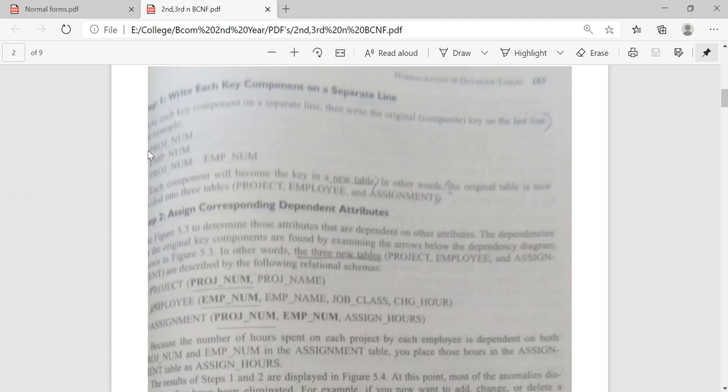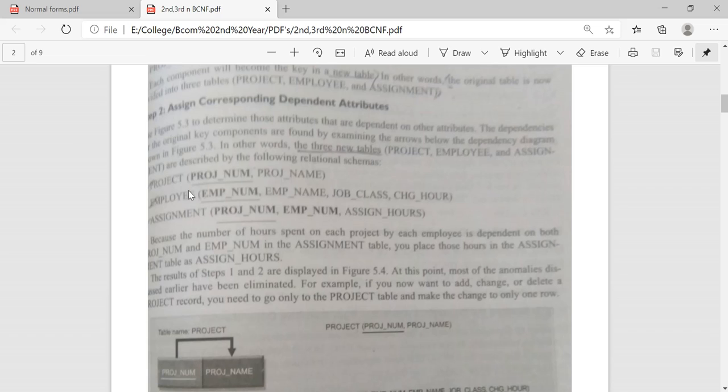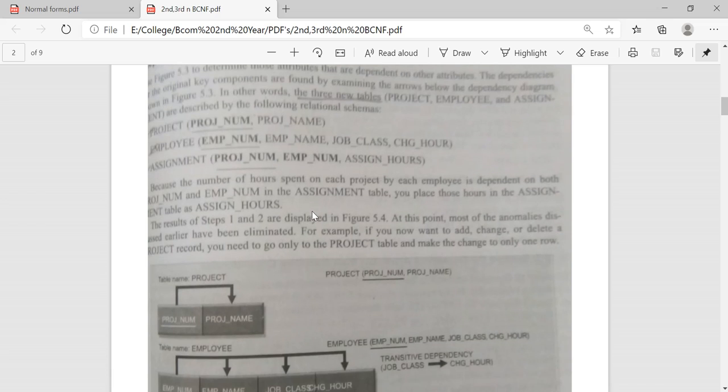So for each and every attribute you should write the corresponding dependent attributes. So for project, project name is a dependent attribute. For employee number, EMP name, job class, and charge per hour are the dependent attributes. Next, for the assignment table, assign hours, the number of hours assigned to that particular person, will be the dependent attribute for this key, which is a combination of project number and EMP number, right?